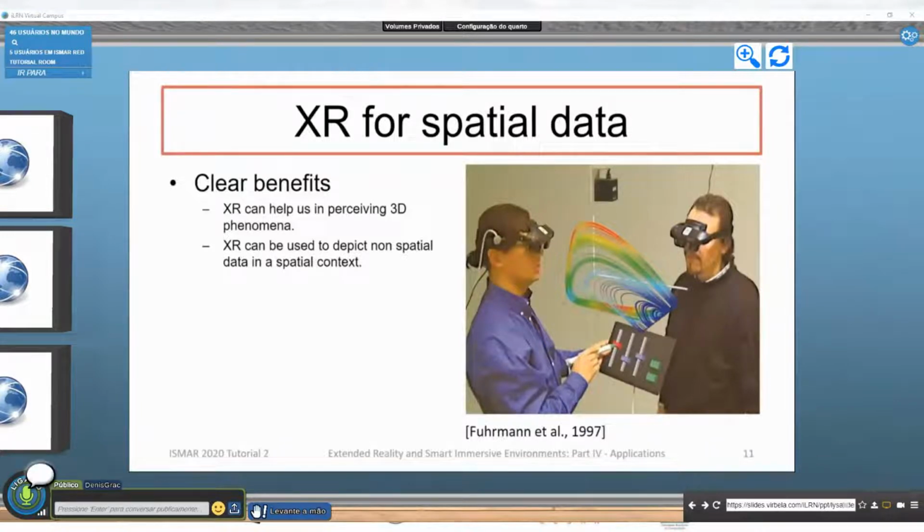XR can also be used to depict non-spatial data in a spatial context. Imagine you have some abstract data, but somehow related to some spatial context, to, I don't know, people and their data, and then people are put into the spatial context in a city, for example, and you can combine spatial and non-spatial data visualization.